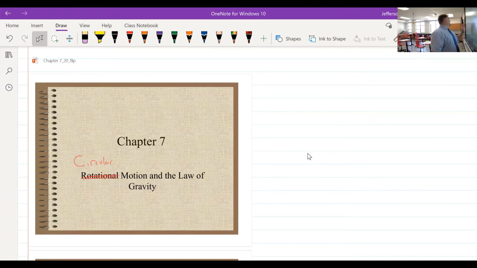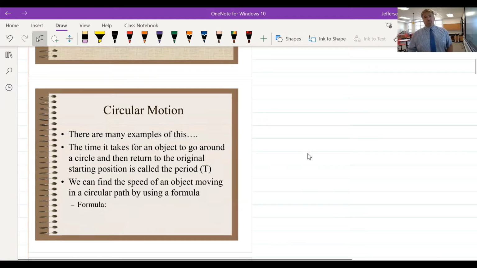So in circular motion, there are many examples of this. You could talk about a merry-go-round or a Ferris wheel, or being in orbit around the Earth. Even taking your keys and swinging them around your finger. Those are examples of circular motion.